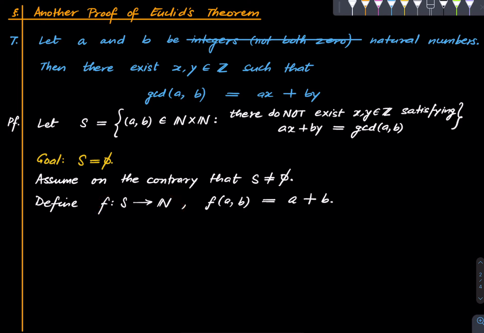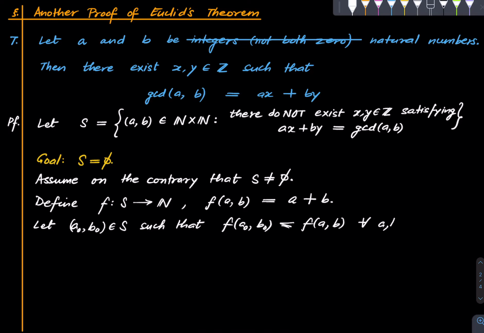And now, since S is assumed to be non-empty, we can find an element (a naught, b naught) in S such that the f value at that particular element is the smallest possible f value over all elements of S. This is the version of the well-ordering principle that we are going to use. It's a trivial statement. So there is such a thing, and now we have three cases.